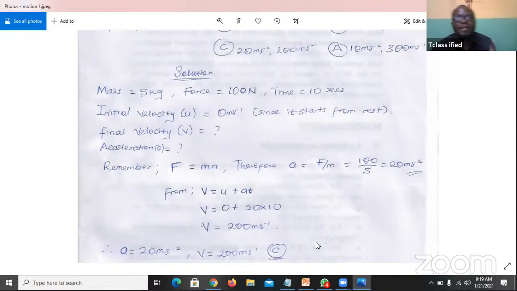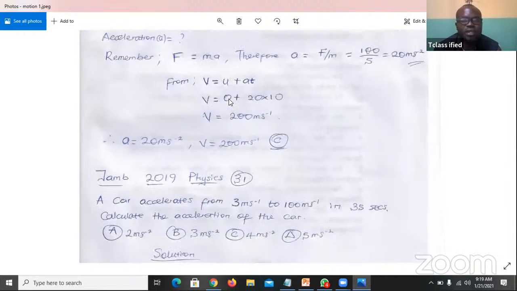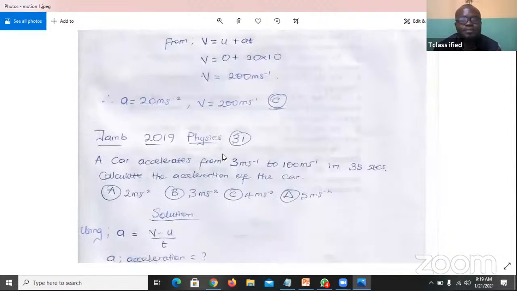So you can see that we are able to utilize the equation of motion v equals u plus at to solve this, but we were able to do this after getting the value of acceleration, because we know the force that is producing the motion. We know the force and the mass, so we can easily get the acceleration from there. Okay, so let's move forward.